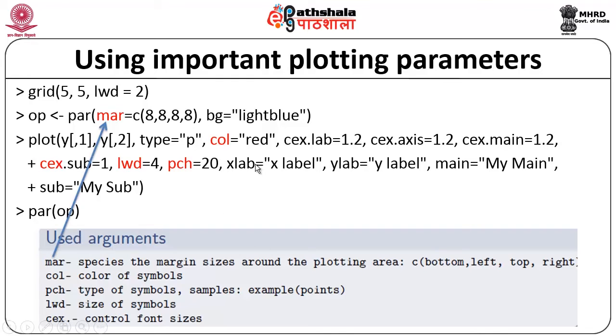Secondly, we make use of another plotting parameter called COL, which is going to provide the color of the symbols. The color of the symbols can be indicated using a text label, for example, as given here, red within double quotes, or equivalent integers can also be assigned for color values. Then we have PCH, which indicates the type of the symbol and the example points.